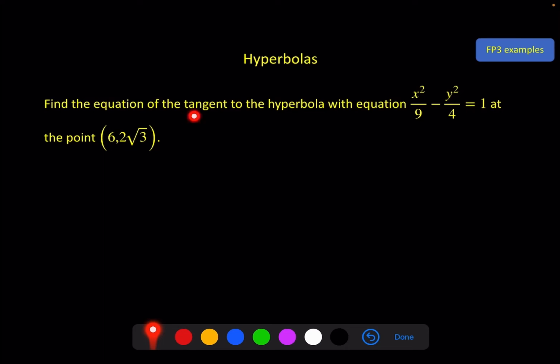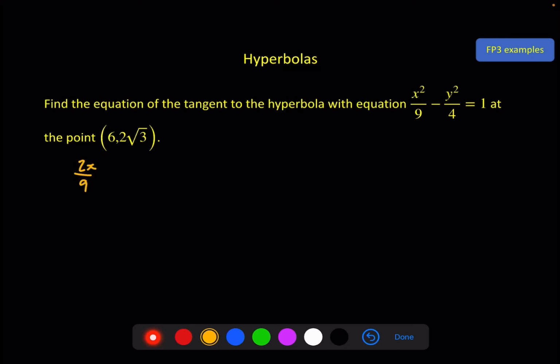To find the equation of a tangent, we need to differentiate this either implicitly or using parametric equations. Then use that gradient at the point given to find the gradient of the tangent, or if you need to find the normal, do m1 m2 equals minus 1. Then put that gradient into y minus y1 equals m(x minus x1) with the points given, and you'll have your equation. So that is what I'm going to do, and I'm going to do implicit differentiation.